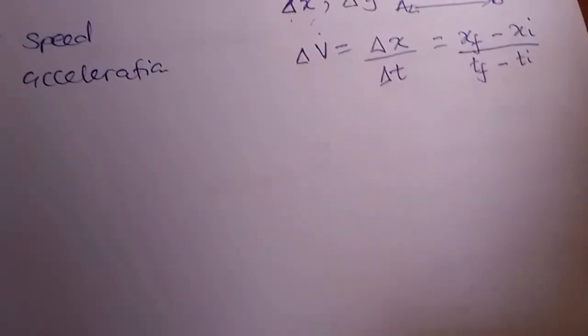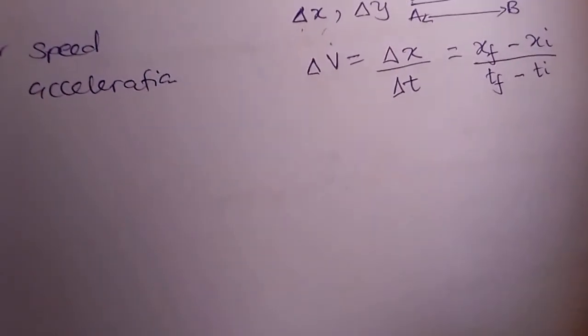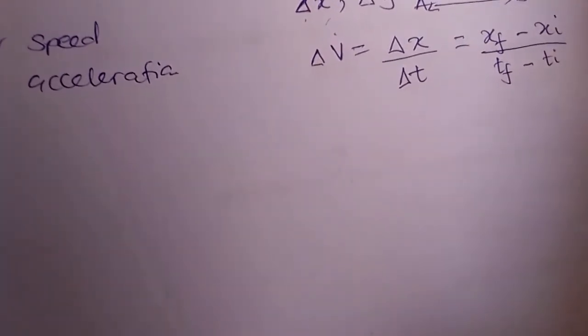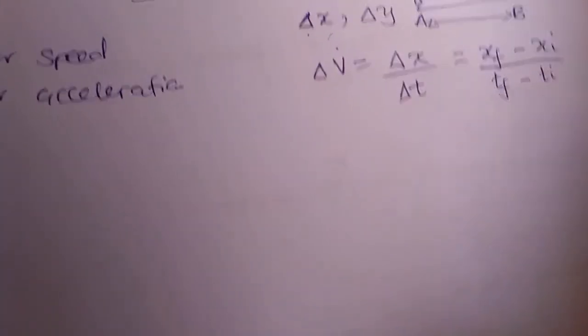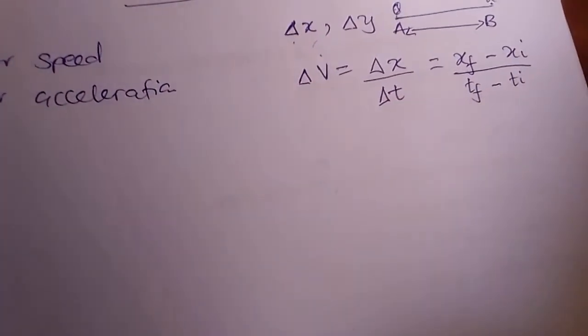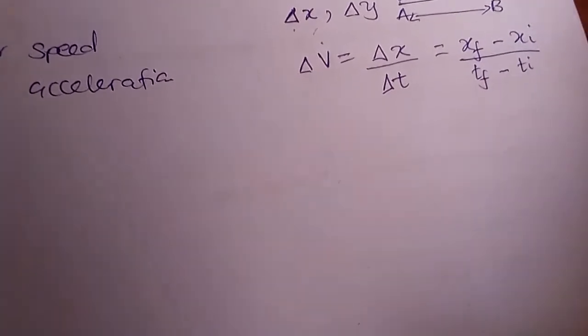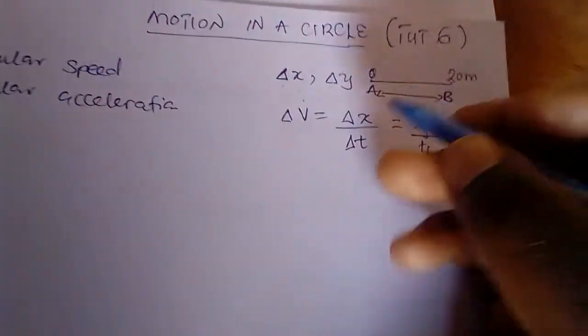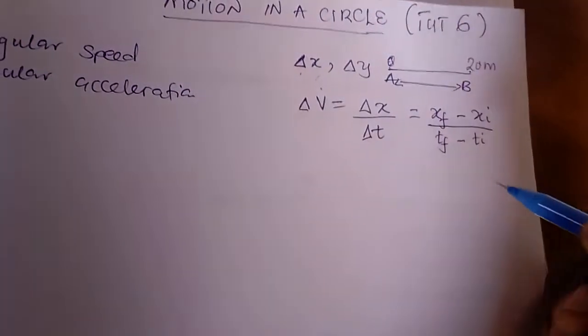Then how much time did it take for this journey to complete? The journey started with the timer at 0, and when it stops it will have a specific time, maybe 5 seconds, maybe 20 seconds. That will be your final time, and then you can do the subtraction and get the velocity.